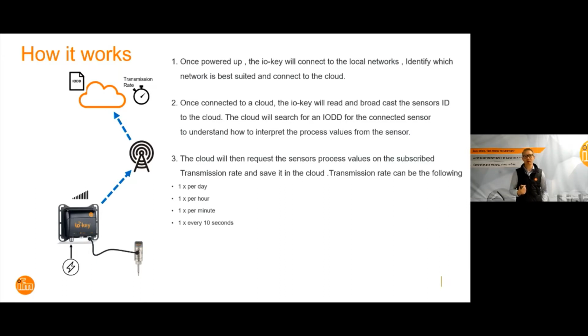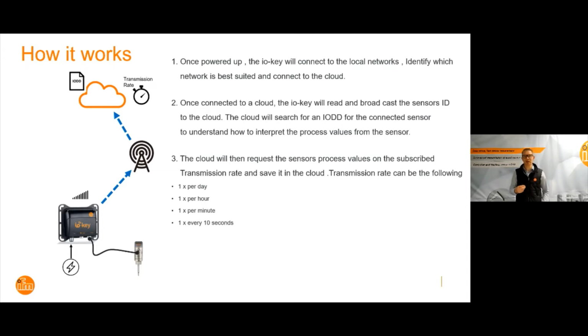So a subscribed transmission rate: when you purchase the Ioke, you'll purchase a data subscription for the Ioke. There's 4 types of packages that we offer. For example, if you only want to read a process value once per day, those would be for applications like monitoring water level, maybe in a dam or in a borehole or something like that, where it's not very critical. Once per hour, a bit more critical, once per minute, and then once every 10 seconds.